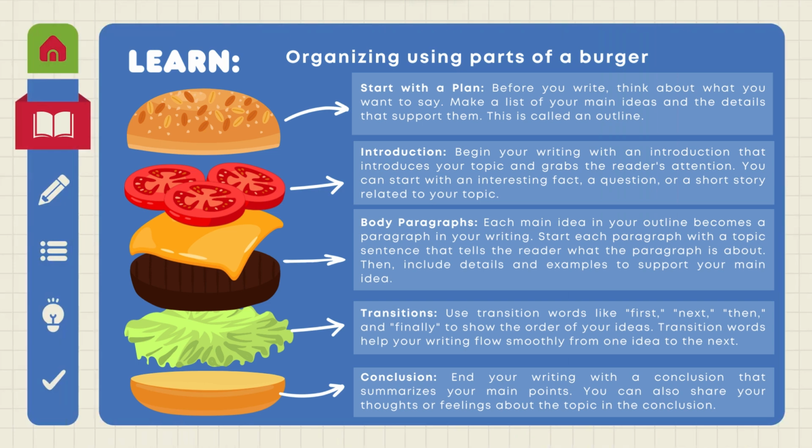Body paragraph. Each main idea in your outline becomes a paragraph in your writing. Start each paragraph with a topic sentence that tells the reader what the paragraph is about. Then, include details and examples to support your main idea.